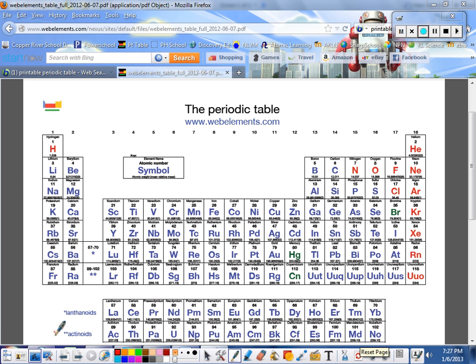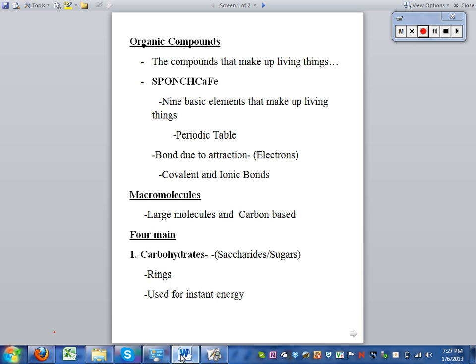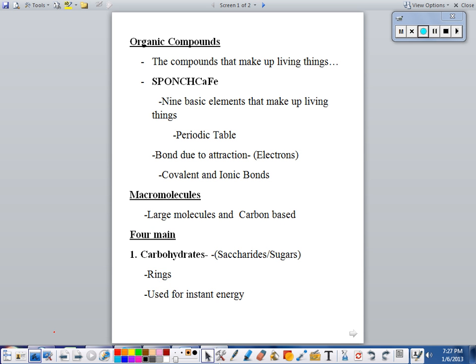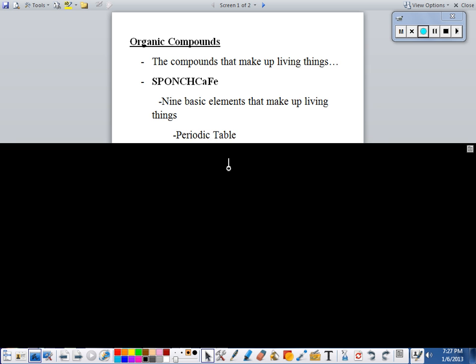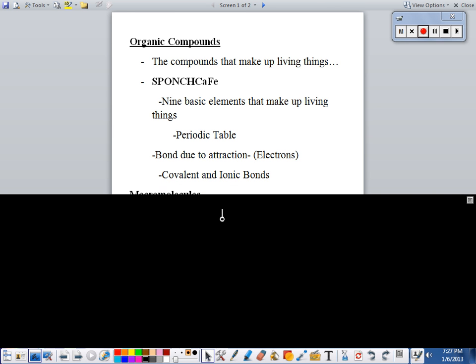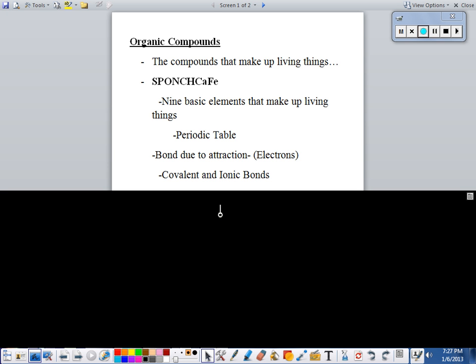So if we go back to our notes, let me put this revealer back up. Back to our notes. And 9 basic elements, periodic table. And these compounds form due to attraction. It's either through covalent bonds, which is the sharing of electrons, or ionic bonds, which is where one element steals electrons from the other. They then become ionic or charged, and a lot of times when one is stealing one off the other, one becomes negatively charged, the other becomes positively charged, and they form a compound. So covalent is sharing, ionic is stealing and forming ions.